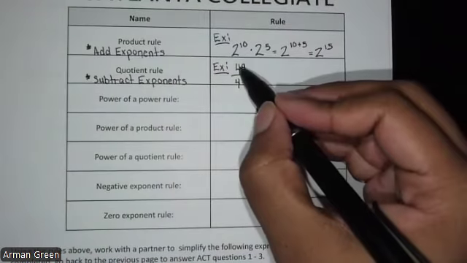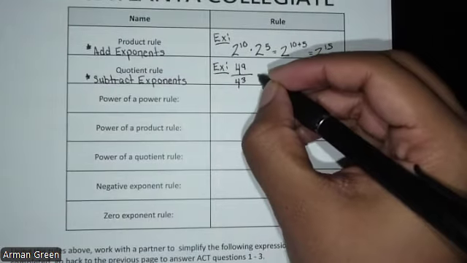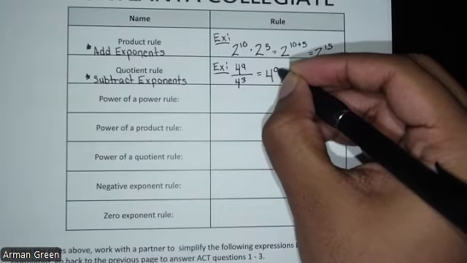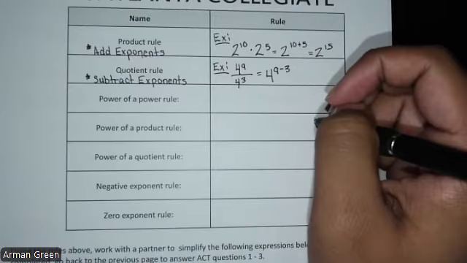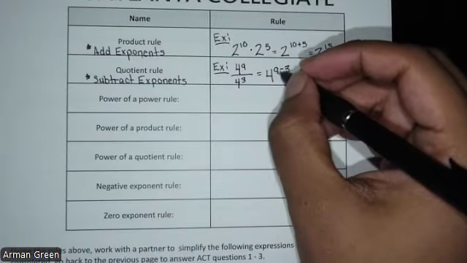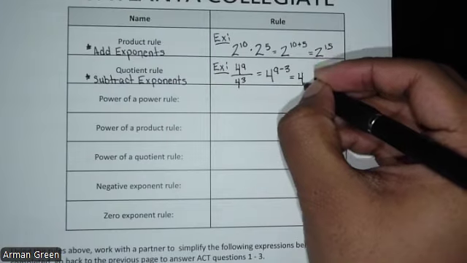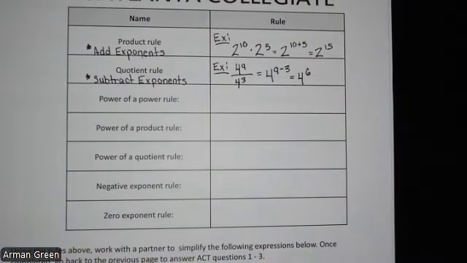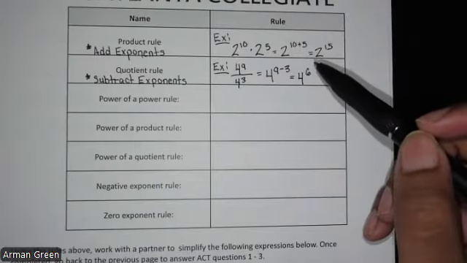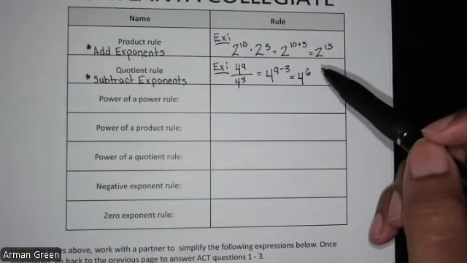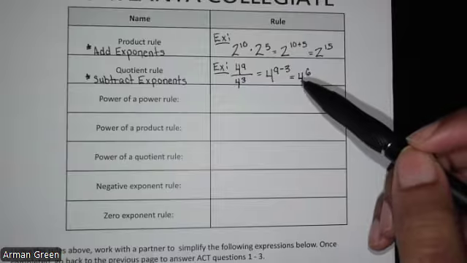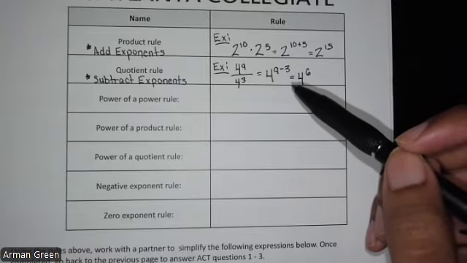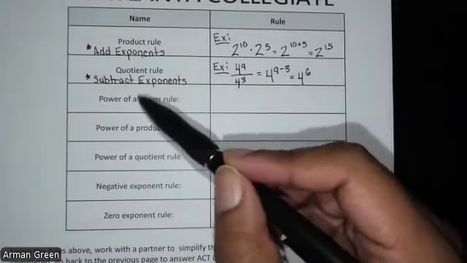Okay, so in this case, if we want to simplify this, we need to subtract the exponents. So we're going to do 9 minus 3. So if I did 9 minus 3, this is the same as writing 4 to the power of 6. Again, these rules shouldn't really be new to us because we've actually toyed around with these in previous units. All right, so that's that one.